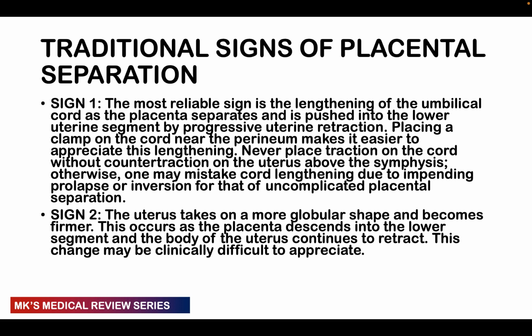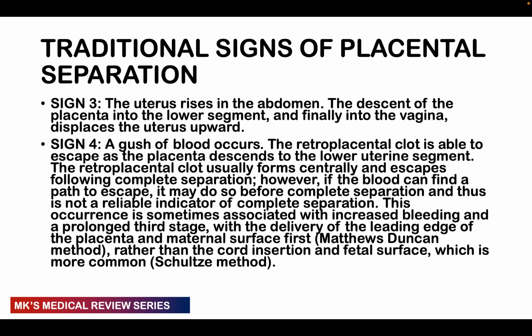The second sign is that the uterus will become globular and firm. I usually like to tell people that it feels like a tennis ball. This usually occurs when the placenta descends into the lower segment and the body of the uterus continues to retract. This change may be clinically difficult to appreciate, but if you have been palpating a lot of these uteruses in labor, you'll be able to tell this. The third thing is that the uterus rises in the abdomen, as the descent of the placenta into the lower segment and finally into the vagina displaces the uterus upwards.